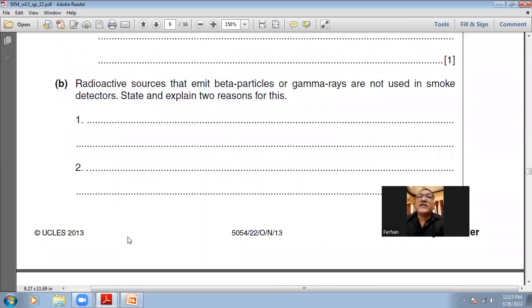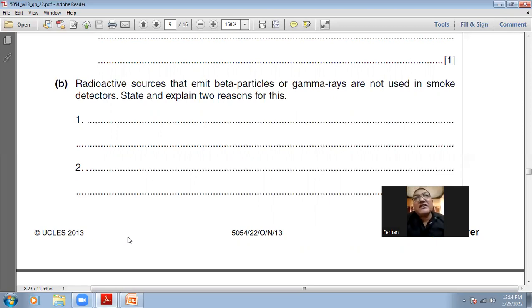And then he says radioactive sources that emit beta particles or gamma rays are not used in smoke detectors. State and explain two reasons for this. You see, the gamma rays and the beta particles have a penetration power that is stronger than that of the alpha particles. So if you use them in the smoke detector, the beta particles and the gamma rays will be able to penetrate a few meters in the air, and they will reach the people who are in that room, and those people will be affected by that radiation.